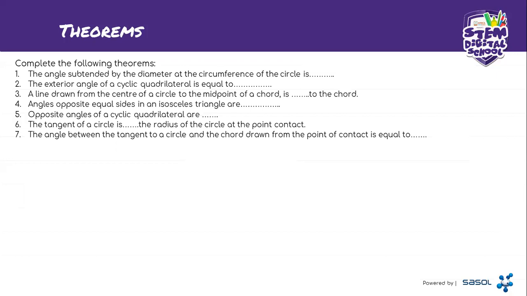Number 1, the angle subtended by the diameter at the circumference of the circle is, then you have to complete.